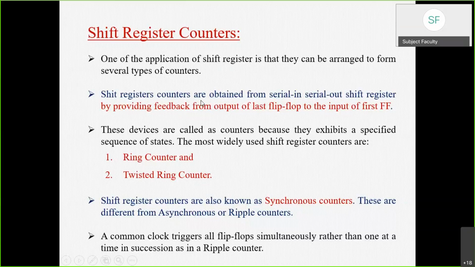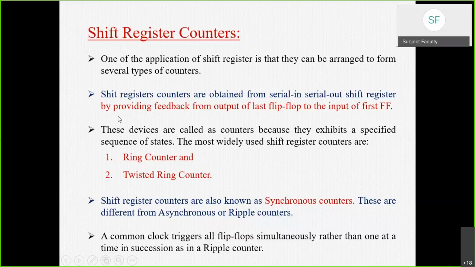Then shift register counters are obtained from serial in, serial out shift register. So basically, which type of shift register are we using here? Serial in, serial out, that is SISO. That means input will come serially through one terminal, and again at the output you have to collect the sequence of input serially. So we are using serial in and serial out shift register in case of these shift register counters.